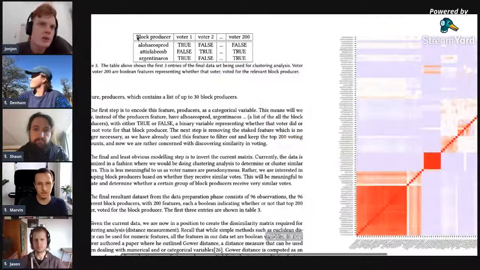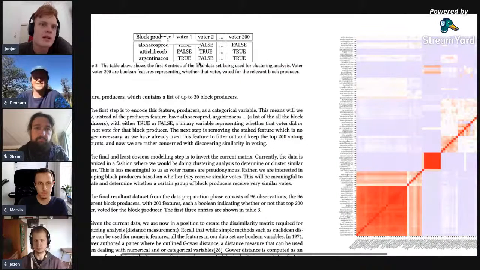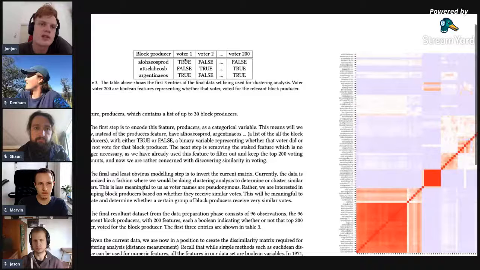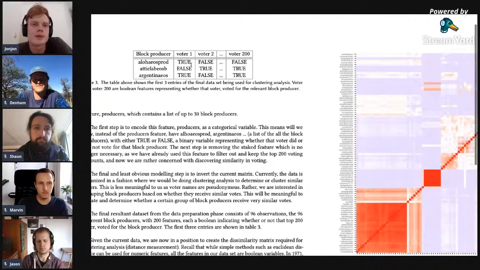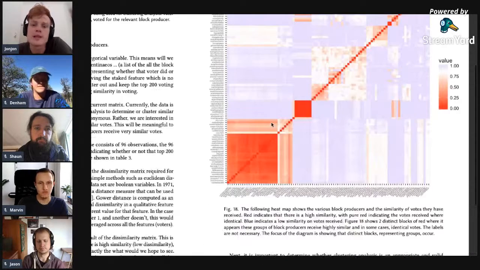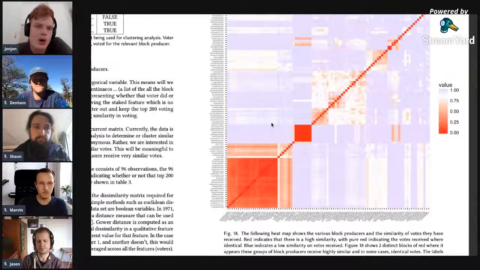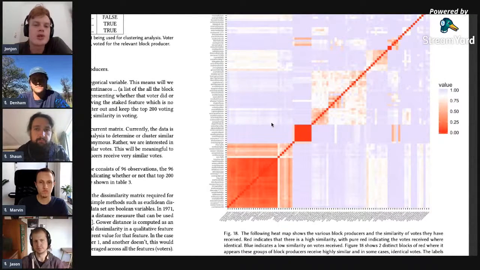And again, this is what the data looks like after we've cleaned it. It's a list of all the block producers, and from voter 1 to voter 200, true or false, whether they were voted for. So this is the first plot where I basically argued, based on this plot, it's quite clear there's some form of shady collusion going on.